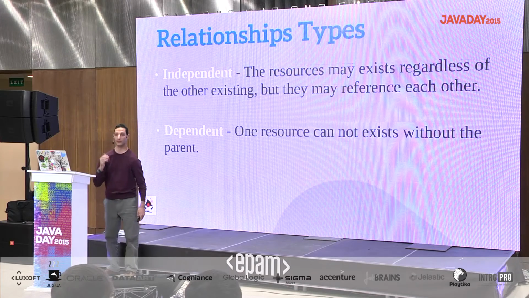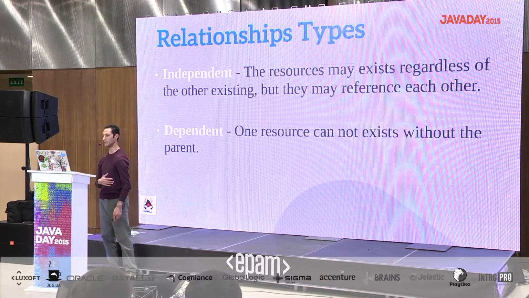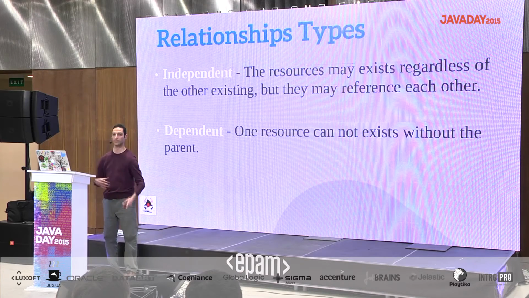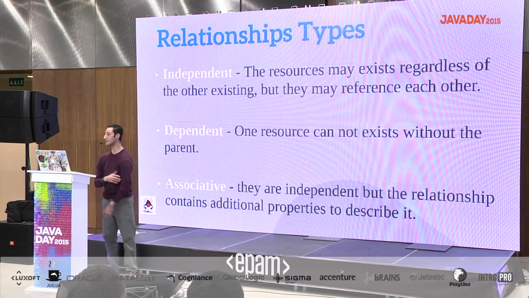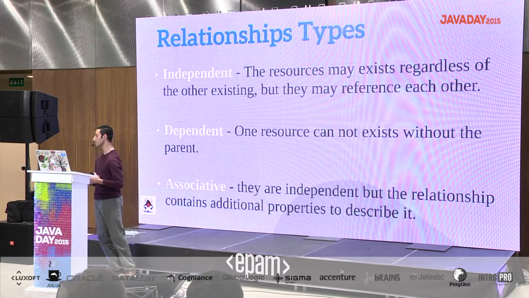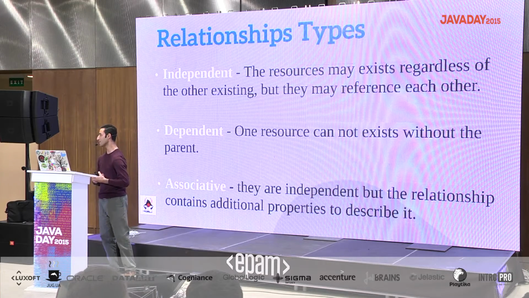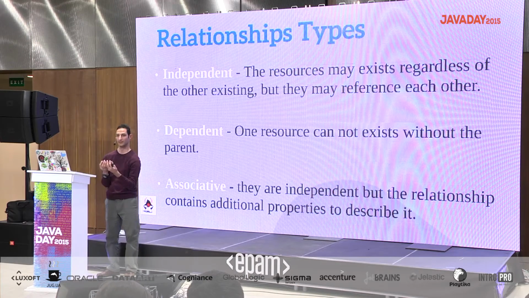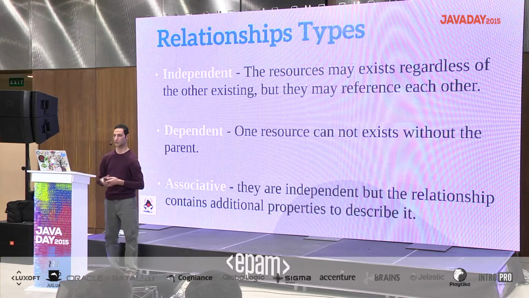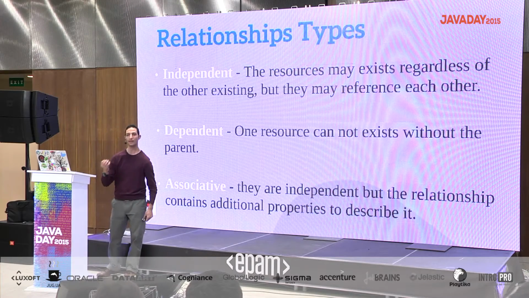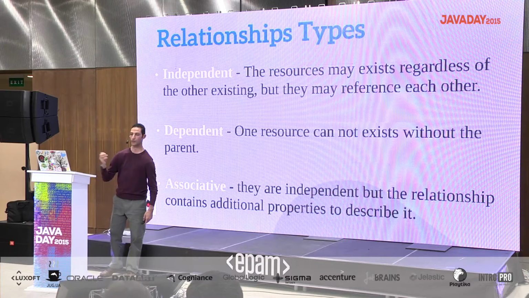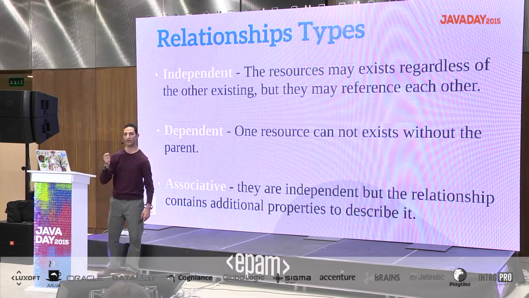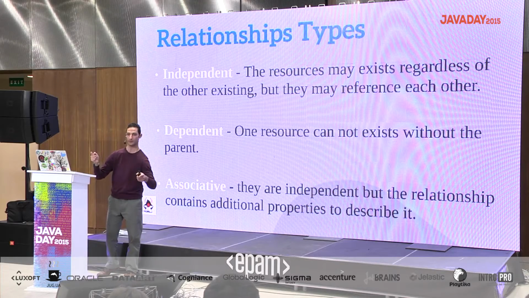The other one is where they depend on each other. One resource cannot exist without the parent, which is customer and order. There is no existence for the order without the customer. Association: they are independent actually, but the relationship contains additional properties to describe it, which in our case is the cart with item. The relationship between the customer and the item is the cart. This is the relationship we need to model. The cart contains a collection of items, so when we need to remove or delete, we are removing and deleting items inside the cart resource.